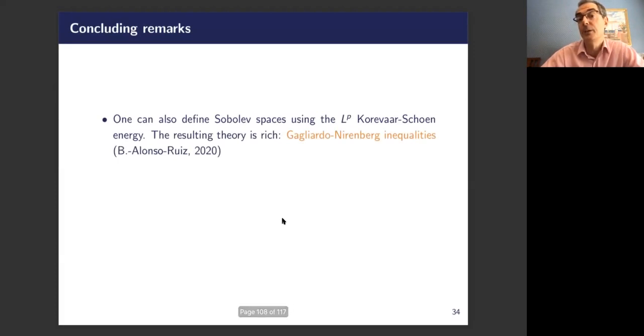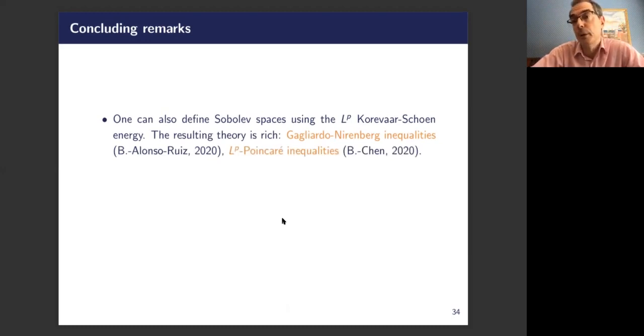It turns out that this theory is very rich, and we can recover the well-known embedding theorems that hold in Euclidean spaces or in regular metric spaces like manifolds or sub-Riemannian manifolds. That is, we can recover the Gagliardo-Nirenberg inequalities in that framework. We can also prove new Lp Poincaré inequalities in fractal cases, for instance.